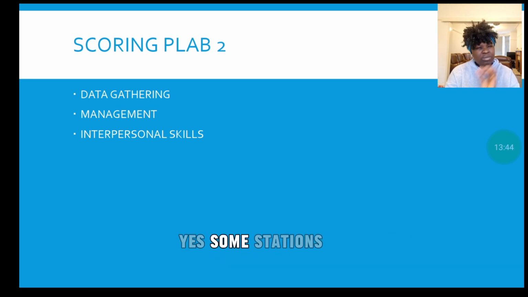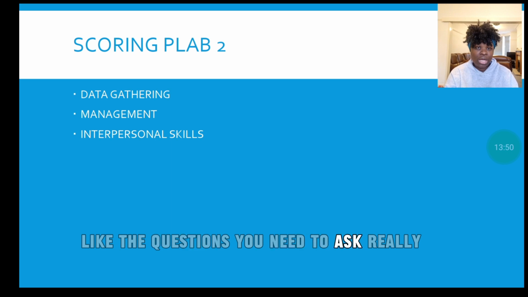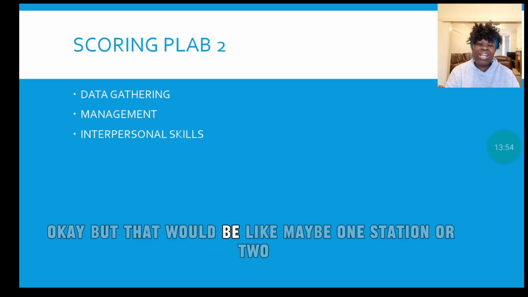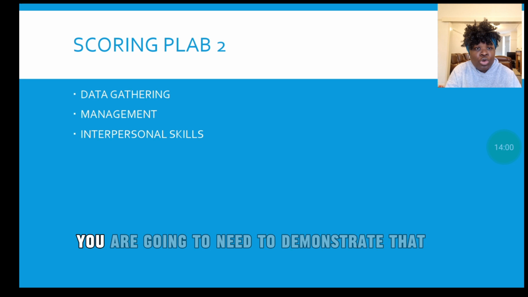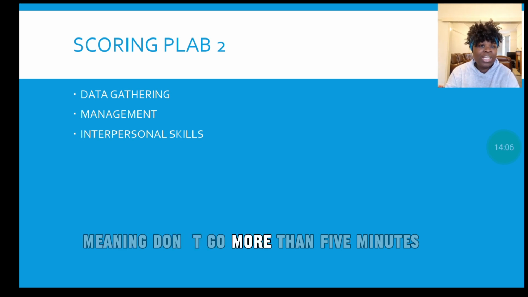You cannot gather data for 6 minutes, and that's some period, okay? Yes, some stations, very few stations, are going to be very long. Like the questions you need to ask, really, they are all important. But that would be maybe one station or two maximum on that day. The majority of the stations, you are going to need to demonstrate that you have the competencies for data gathering, meaning don't go more than 5 minutes.